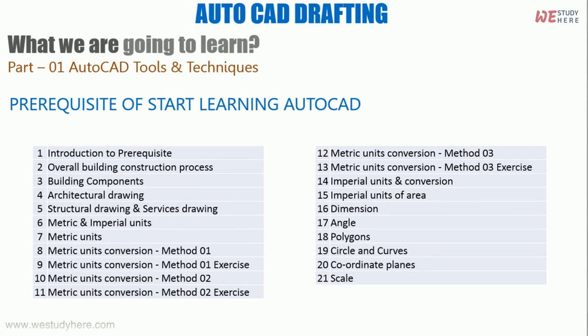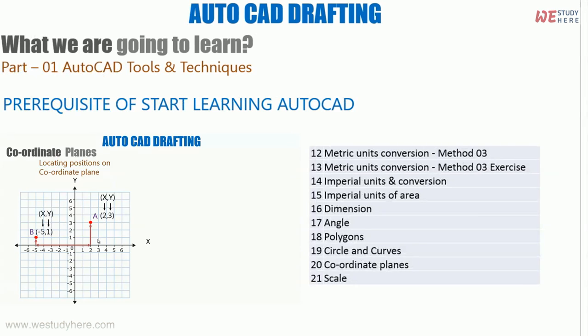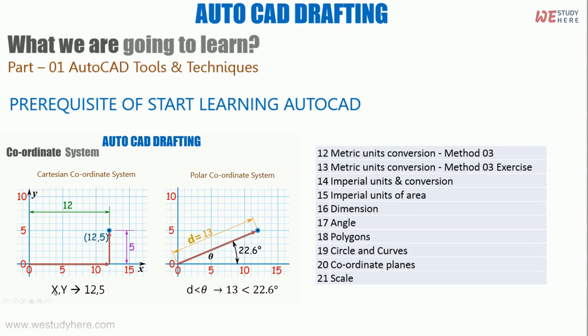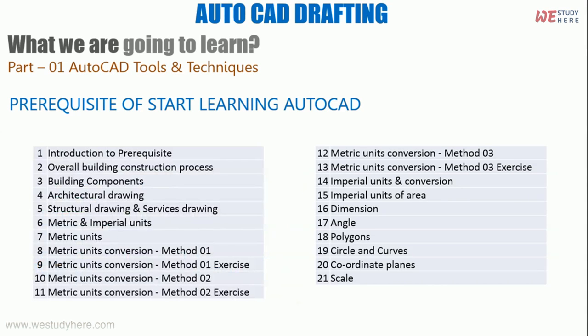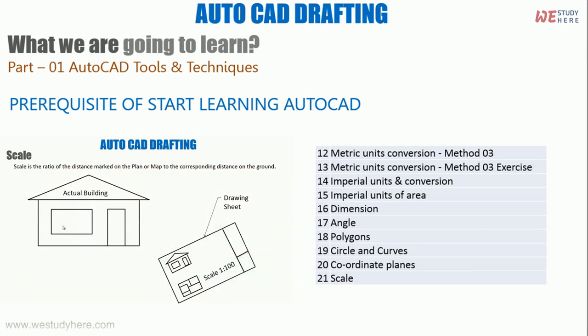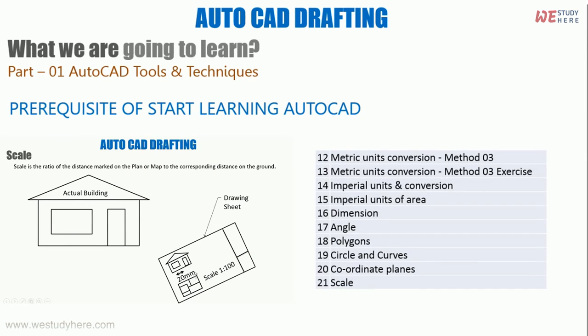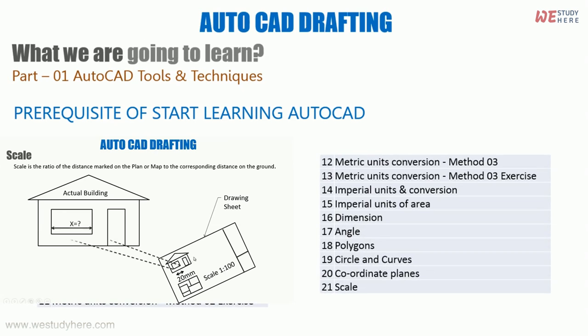Section 20, coordinate planes. So -5, 1, that is the coordinate. -5 is the x-axis and 1 is the y-axis. So here we have x, y, and here we are giving one distance and angle. Section 21, scale. So what is this first number? 1 is the paper space unit and the second number is the model space unit. Now using a ruler, I'll measure the width of the window. So that measures as 20 millimeter. So that means, what is the actual size of the window?